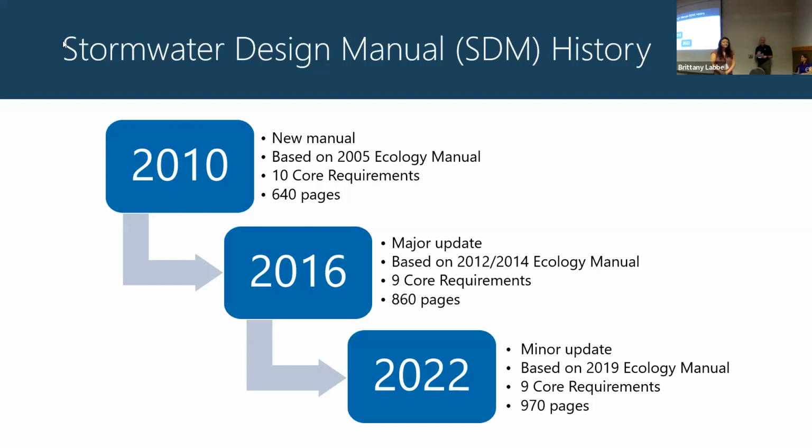That's when LID implementation was really stepped up and all that came with it. We reduced to 9 core requirements. We got rid of one regarding financial guarantees. Rearranged a little bit into 9 chapters and tried to condense it down more.